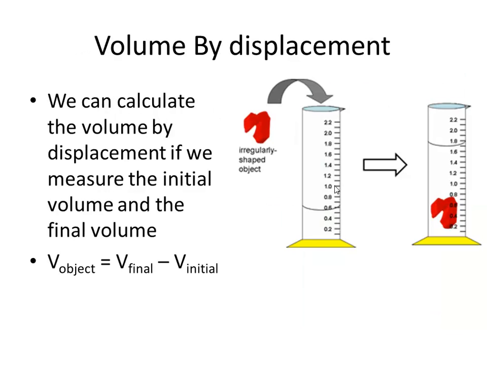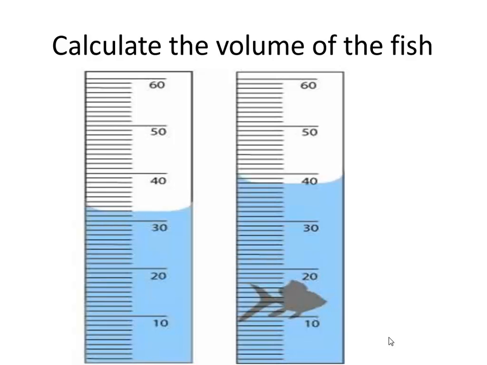So volume by displacement, you can calculate the volume if you know the initial volume of water and the final volume of water. So record this. So the key thing here is that the volume of the object is equal to the final volume minus the initial volume. Okay? So if you look here, I want you guys to look at this. If you can't see, you can come up a little closer.